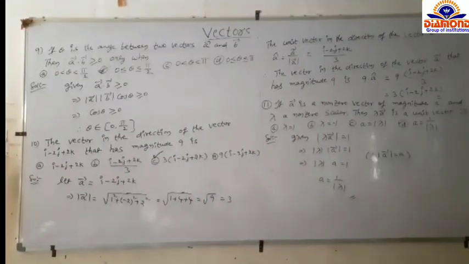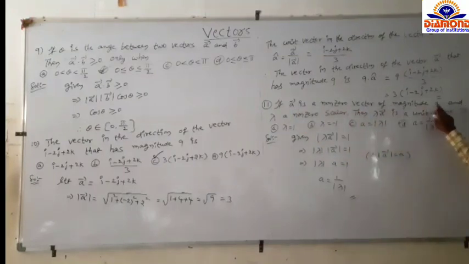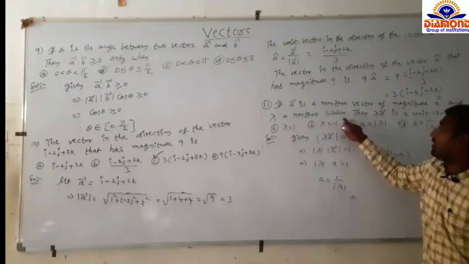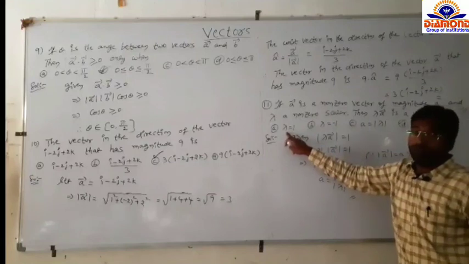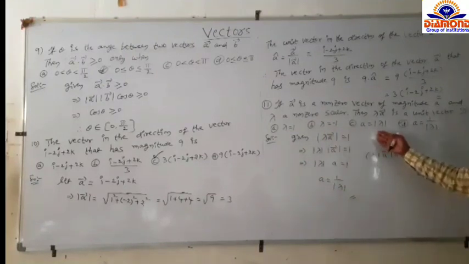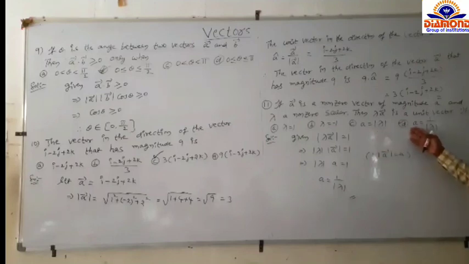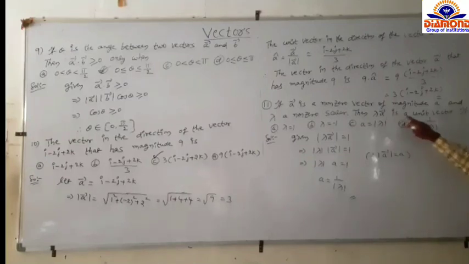Next problem. If a bar is a non-zero vector of magnitude small a, and lambda is a non-zero scalar, then lambda into a bar is a unit vector if, first option lambda equals 1, second option lambda equals minus 1, third option a equals mod lambda, fourth option a equals 1 by mod lambda. So you can take the given condition: lambda into a bar is a unit vector.